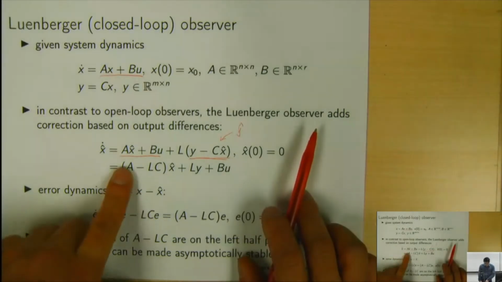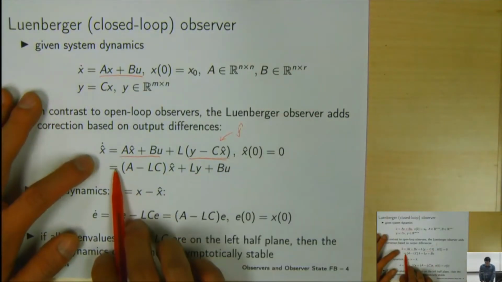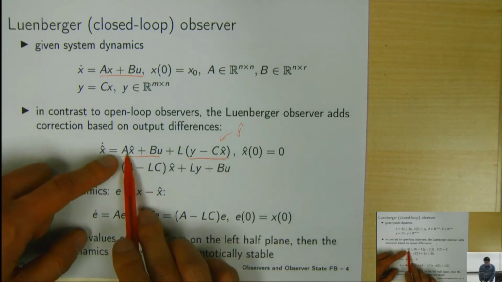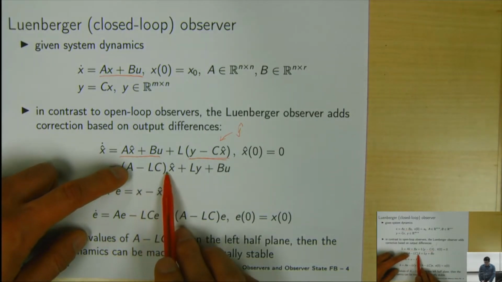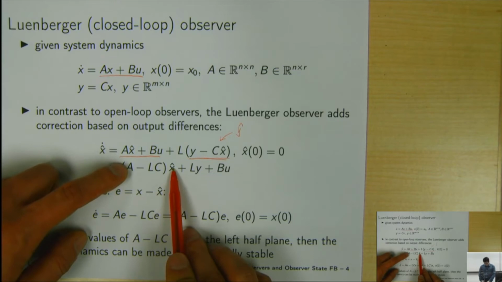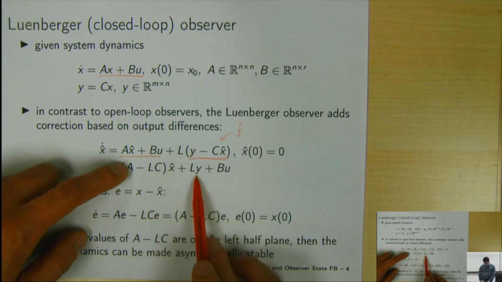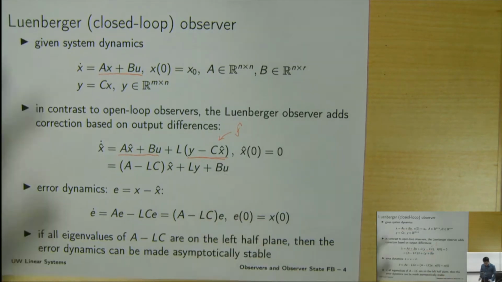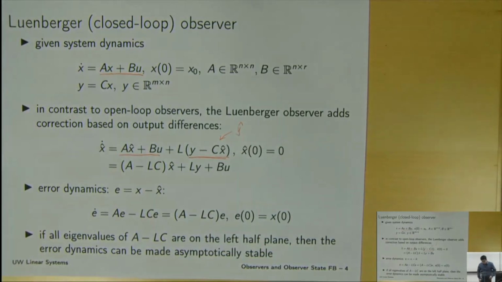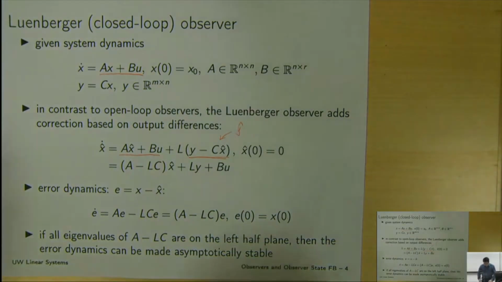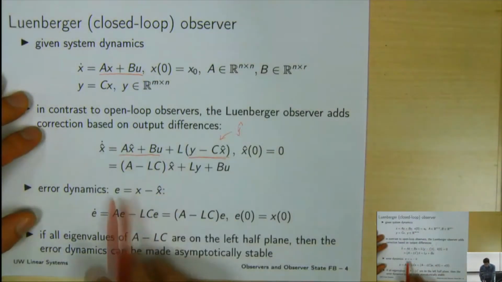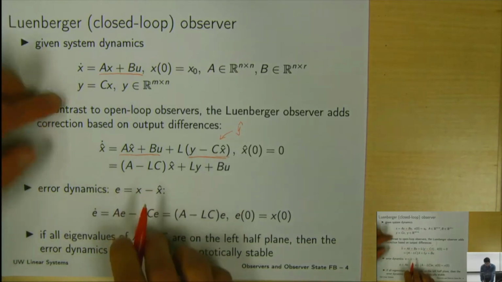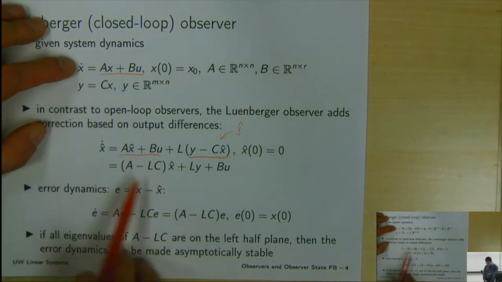So if we do that, then we can see that the observer, if we combine a few terms together, is going to be A minus LC times X hat plus L times Y plus B times U. All right? Similarly, let's take a look at how the error is going to converge. So the error dynamics, again, is going to be the difference between this equation and then this equation.